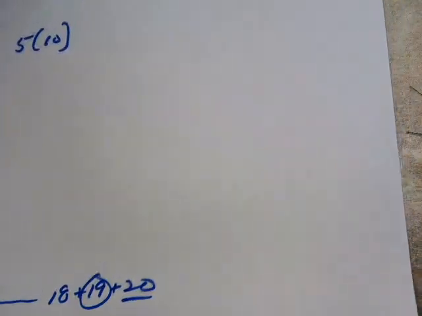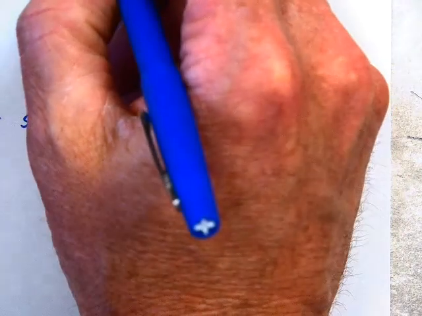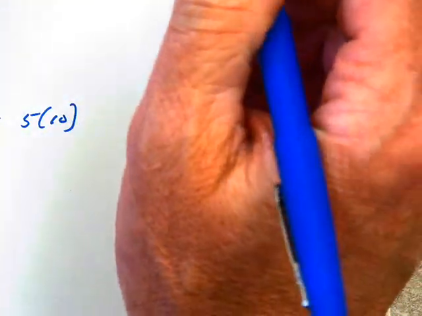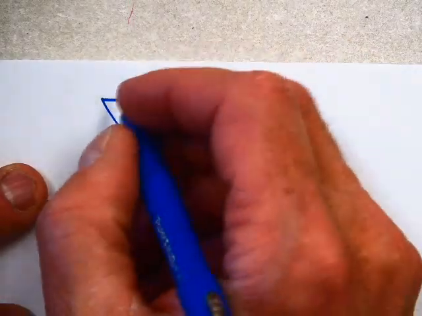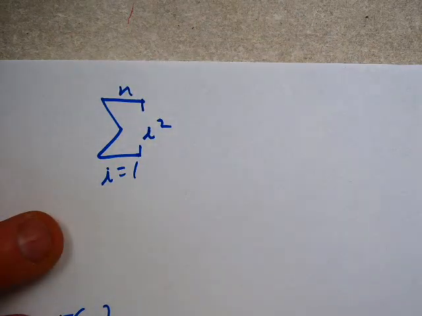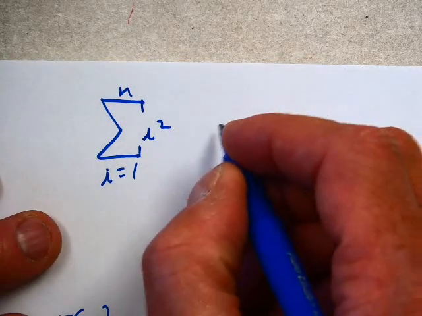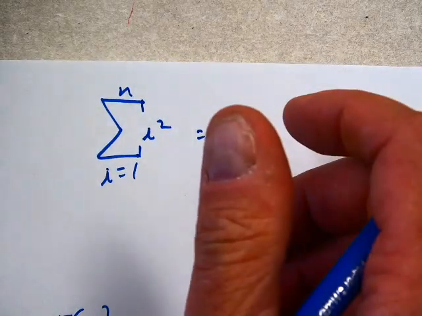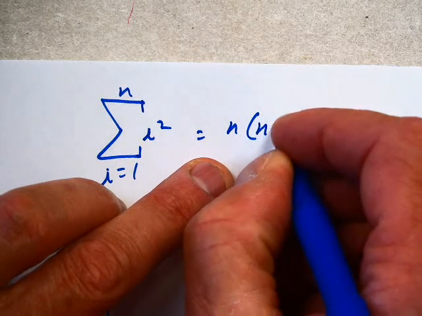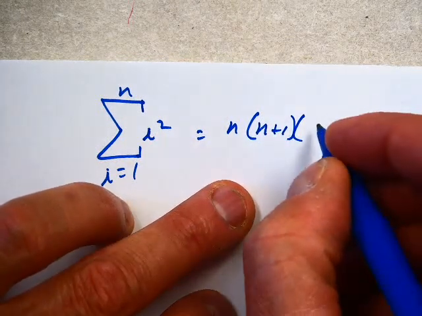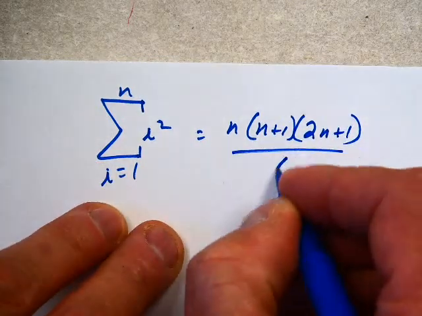Okay. So then we have this one, and I'm not going to be able to explain where it comes from right now. If we had a spare day sometime, I can prove this to you. But if I go i squared to n, it is simply going to be n times n plus 1, times 2n plus 1, all over 6.